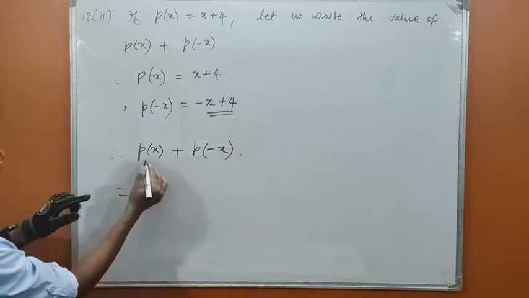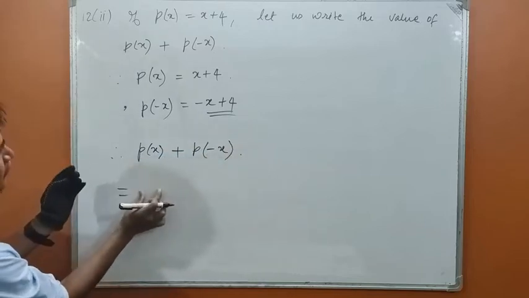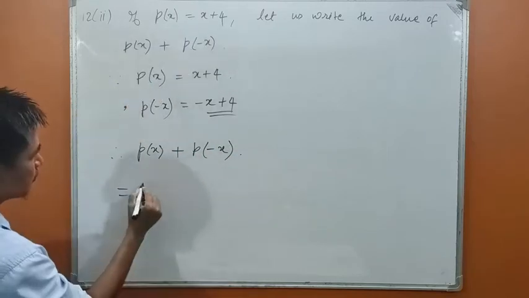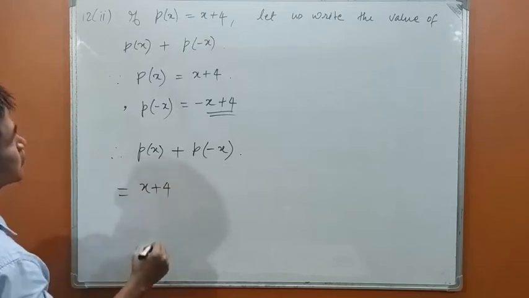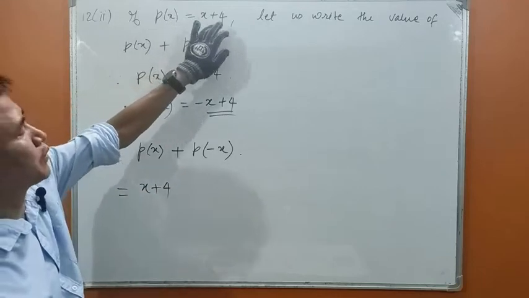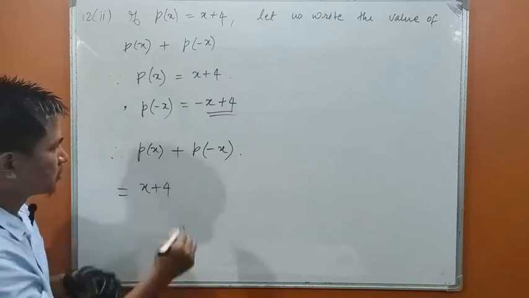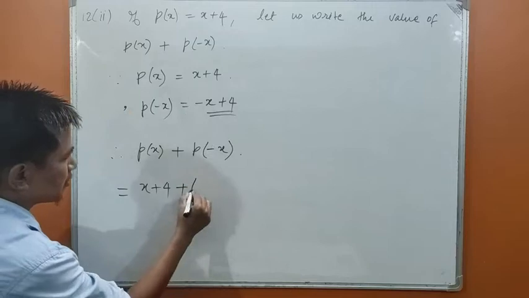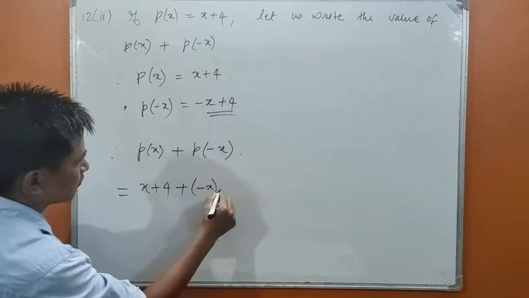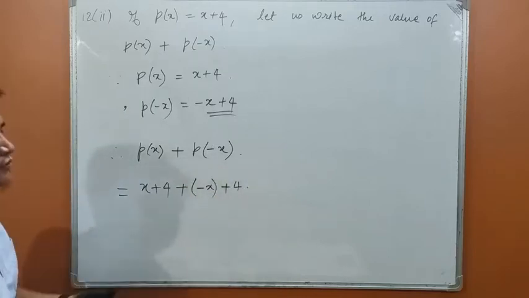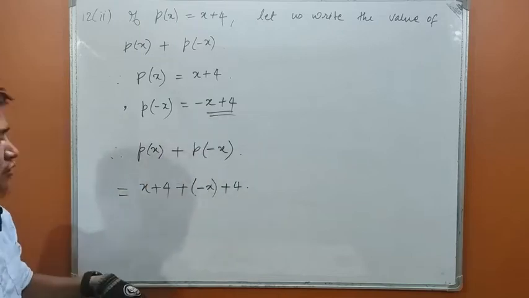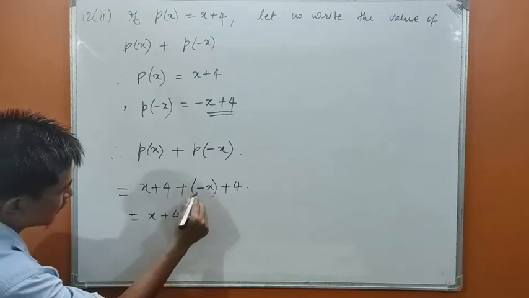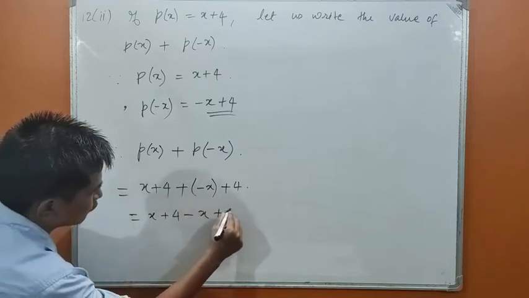So let us add. We write the value of p of x here and then add p of minus x. P of x is x plus 4, isn't it? This is given to us in the question. P of x is x plus 4, we write x plus 4, plus p of minus x is this, isn't it? Minus x plus 4. Get my point? Minus x plus 4, or x plus 4 plus into minus is minus x plus 4, isn't it?